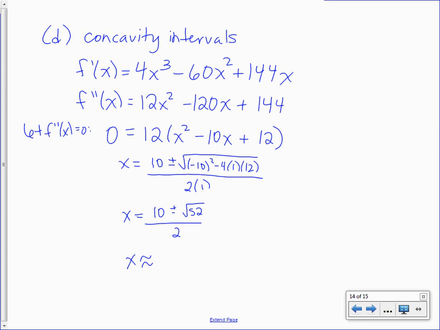So 10 minus root 52 divided by 2 is 1.3, or let's just go with one decimal place, 1.4. And 10 plus root 52 divided by 2 is 8.6. There are the two locations. So what do we do? We found the two locations where the second derivative is 0.